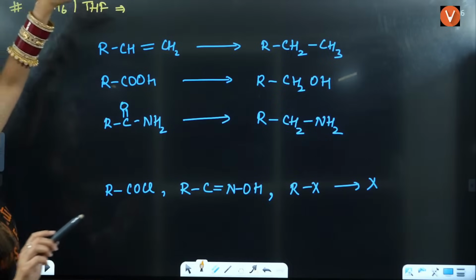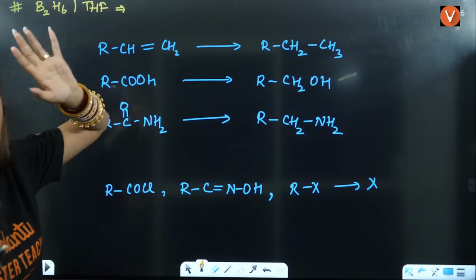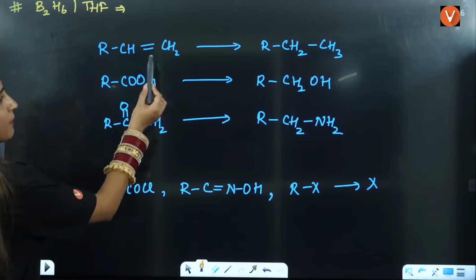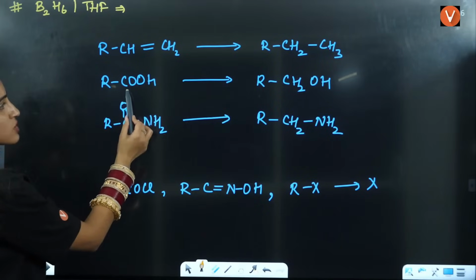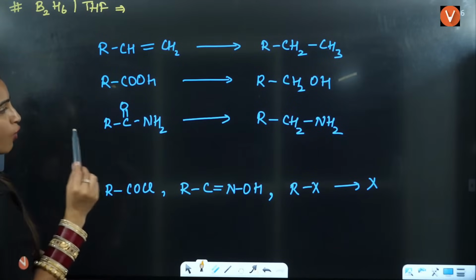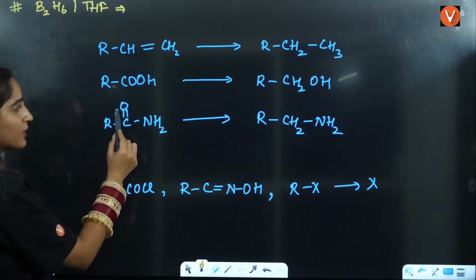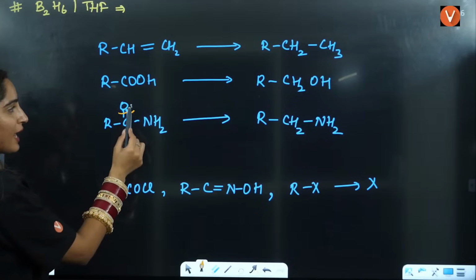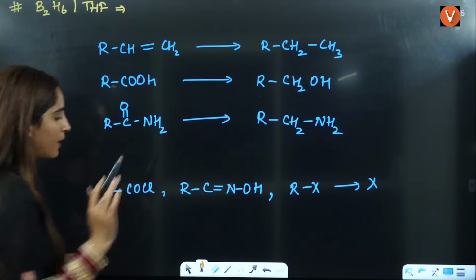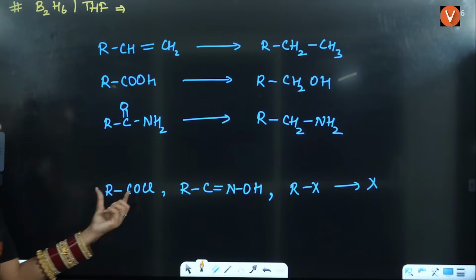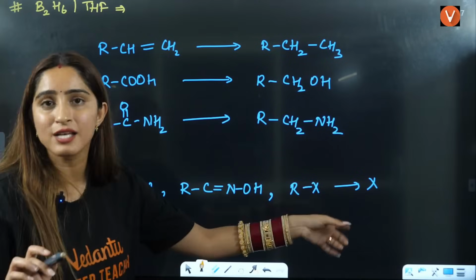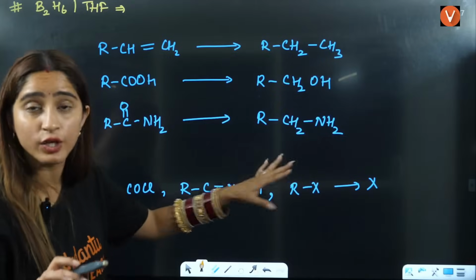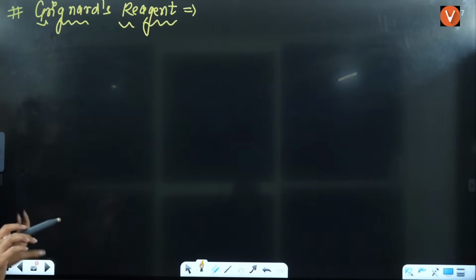Then if you have B2H6 and THF, we are not doing oxidation here, right? So the double bond will break and you will do the reduction directly. This is also directly converted to alcohol. This amide, the bond will break, you add H2, and it is directly converted to amine, right? But with COCl, C=NOH and RH, there is no reaction given here, right?